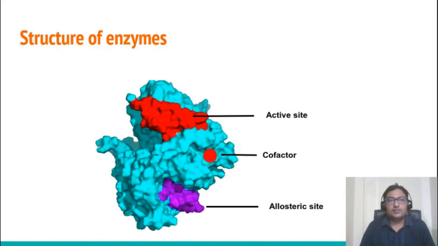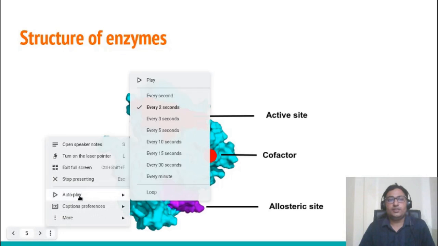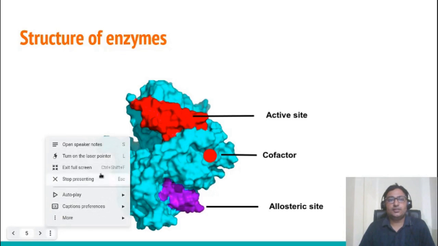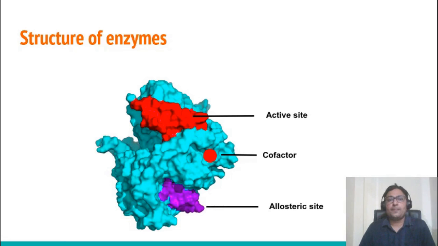Now let us understand the structure of an enzyme, or the basic structure of an enzyme. This is a structure of a proteinous enzyme. As you can see, it's a protein structure that is formed with the amino acid sequence. Now this is a surface model of a protein, as it would look if an enzyme exists in liquid form. These enzymes could be formed with a single polypeptide or multiple polypeptides.